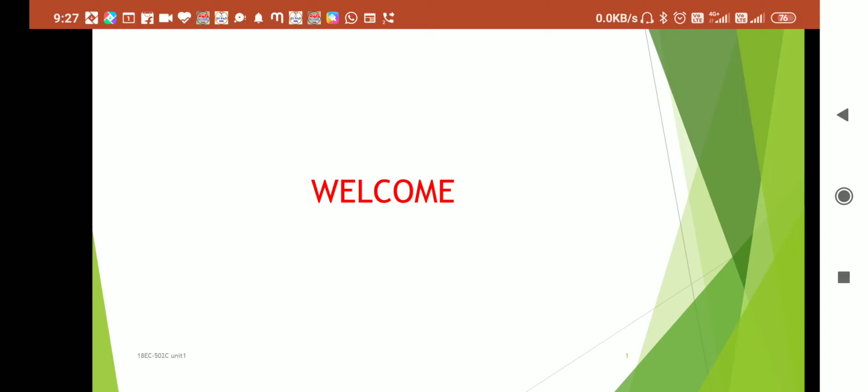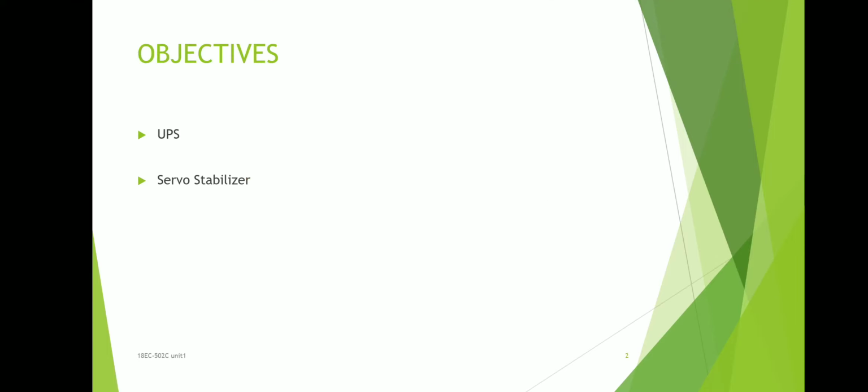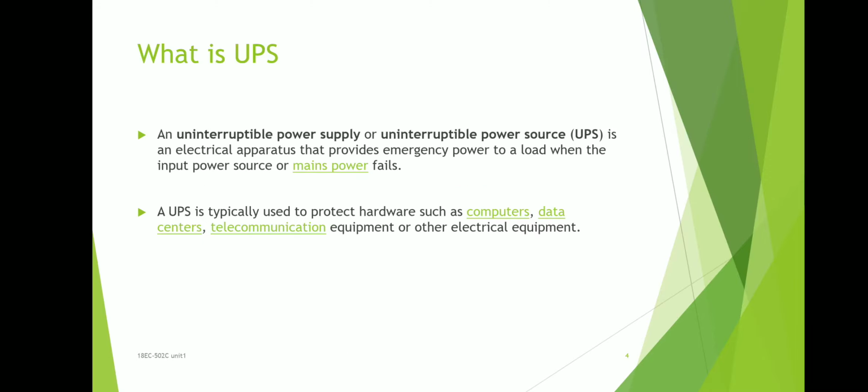Right. In this video, I'm going to explain about the UPS and the servo stabilizer. In my previous videos, we discussed the power electronic devices and the applications of power electronic devices. One of the applications of these power electronic devices is the UPS. Right. What does UPS mean? Uninterrupted power supply. The name is indicating uninterrupted power supply.